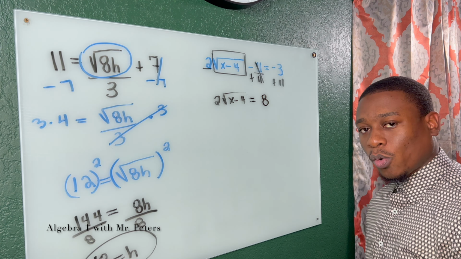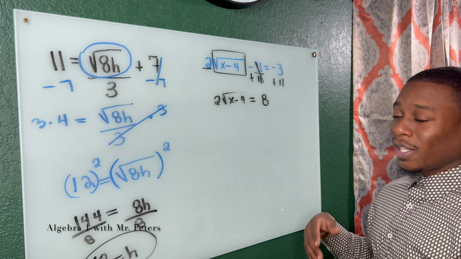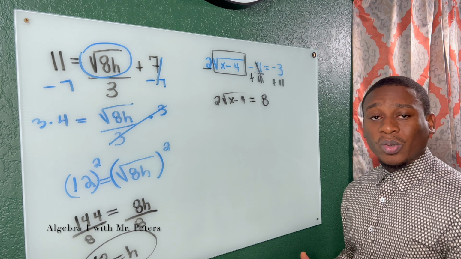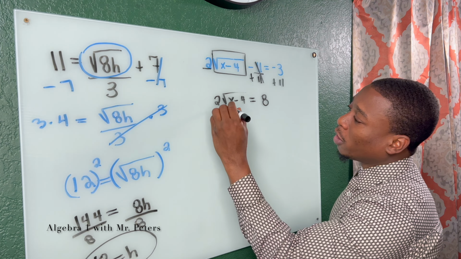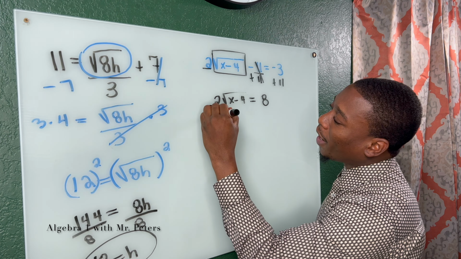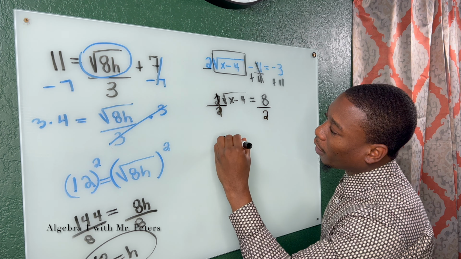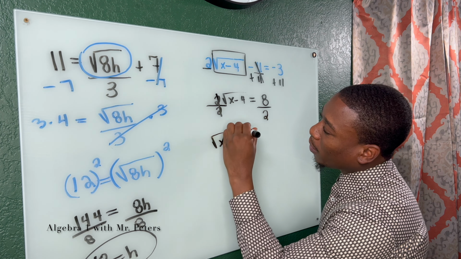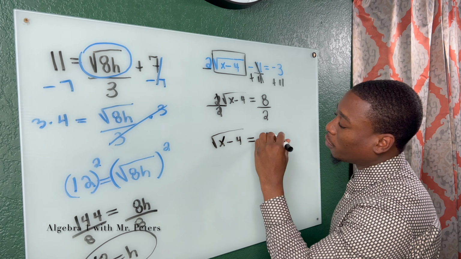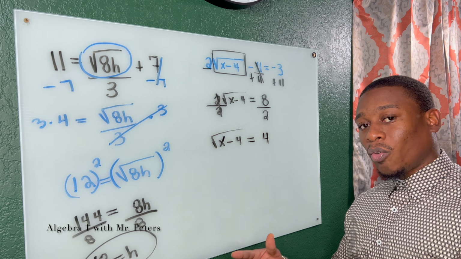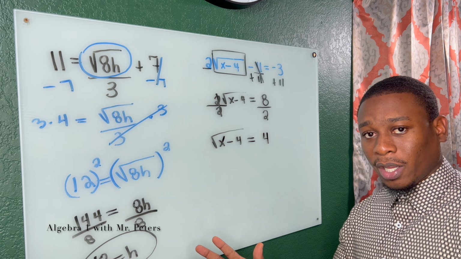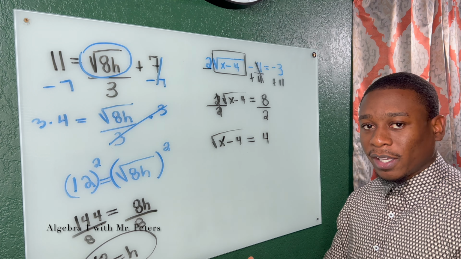Right? So after we added 11 on both sides, rewrote our problem, the radical still is not by itself. So now what I'm going to do is divide by 2 on both sides. So I'll have radical x minus 4 is now equal to 4. So now that the radical is by itself, that's the first step. We got it by itself by isolating it.